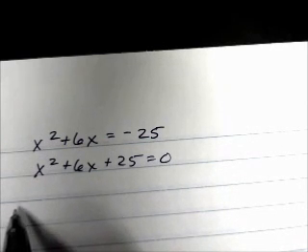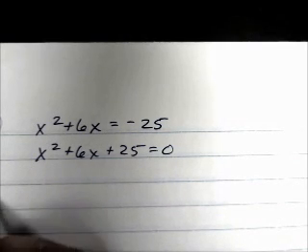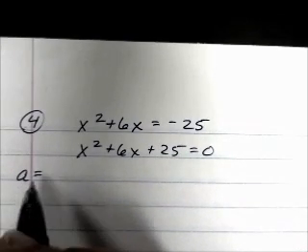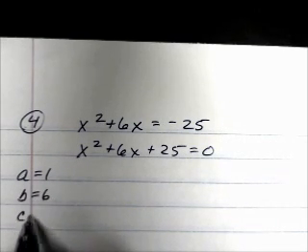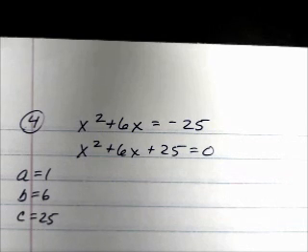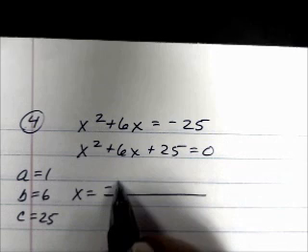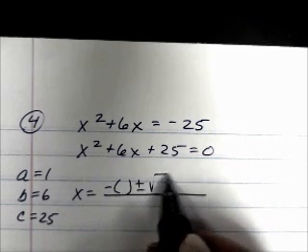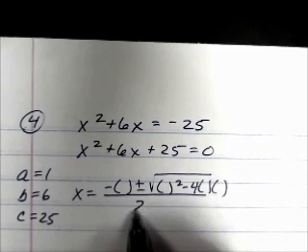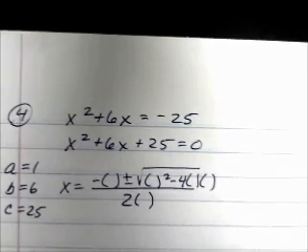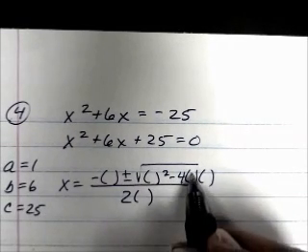Or complete the square. So we'll actually do this both ways. First, using the quadratic formula, pulling out our values of a, b, and c. a is 1, b is 6, and c is 25. x equals negative b plus or minus the square root of b squared minus 4ac all over 2a. All right, I use parentheses as placeholders and then plug in the values.